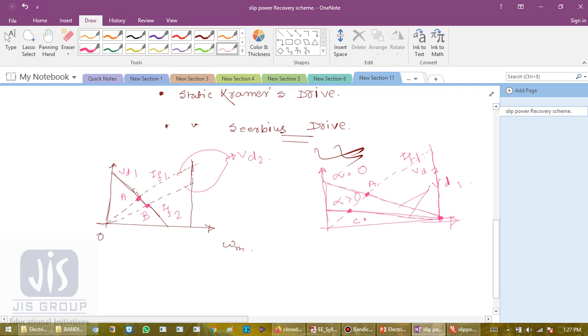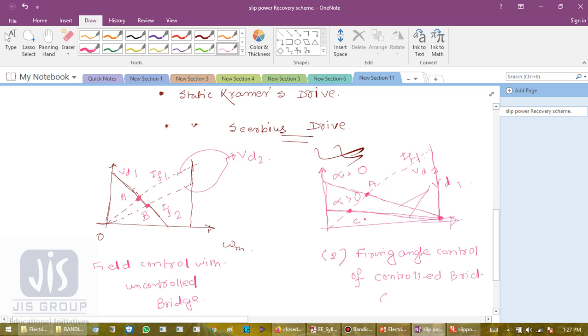So this figure is field control with uncontrolled bridge rectifier, uncontrolled bridge, okay, and this is firing angle control of control, that is thyristor controlled bridge. The field is constant.